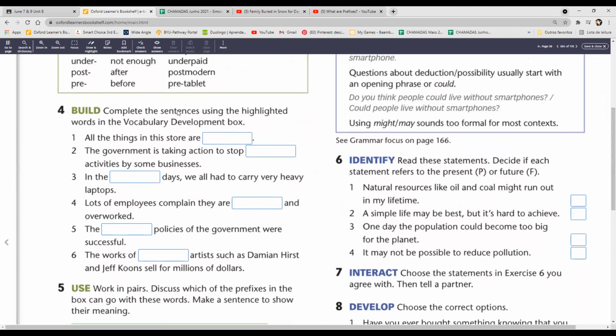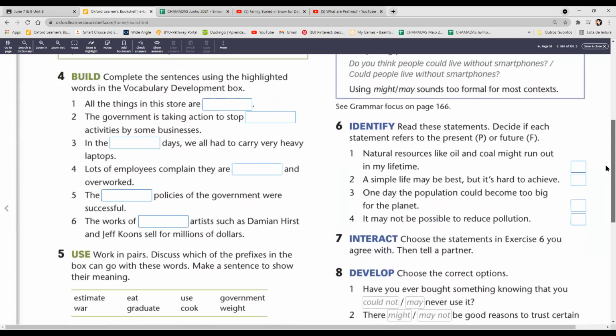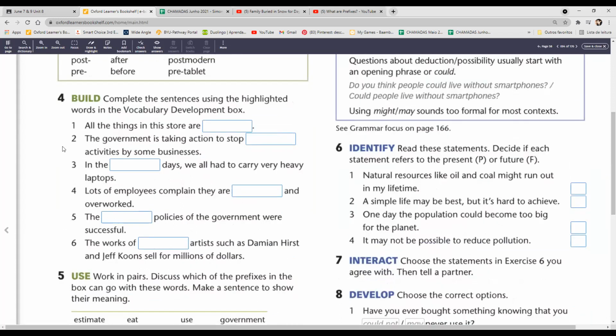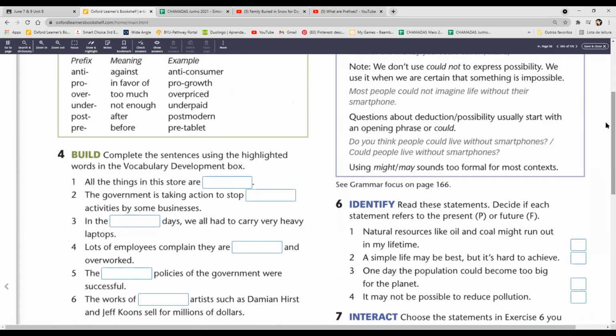So let's see number 4. Complete the sentences using the highlighted words in the vocabulary development box. So here we have the vocabulary box here. Try to complete the sentences using those words. So let's see the first one together. All the things in the store are, what do you think?